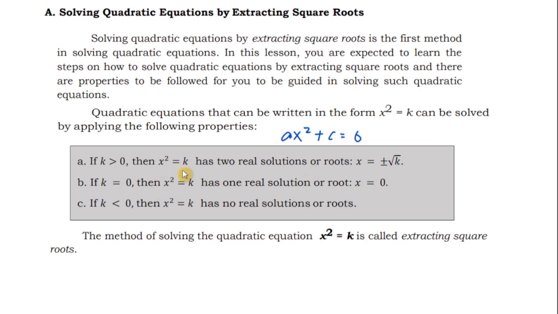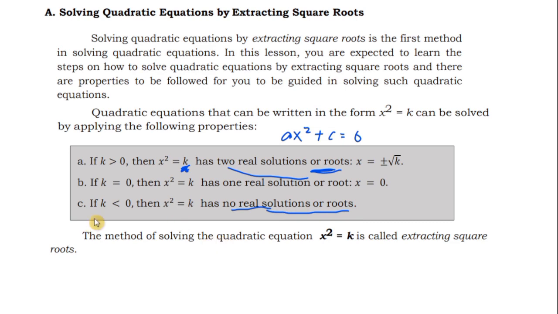Given x squared is equal to k, we only have x squared on the left side and any constant term k on the right side. If k is positive, or greater than 0, we come up with plus or minus the square root of k, which gives two real solutions. If k is 0, then x is 0. If k is less than 0, we have no real roots.